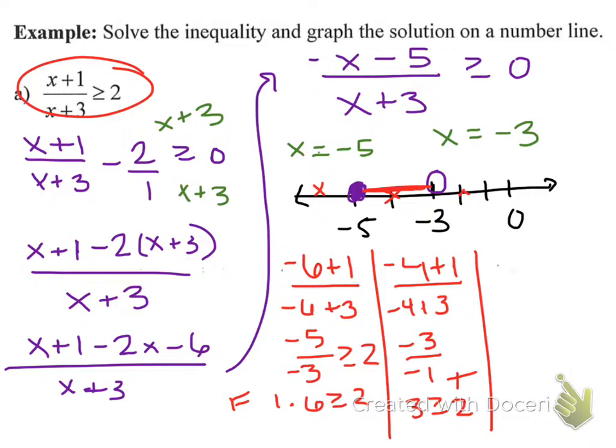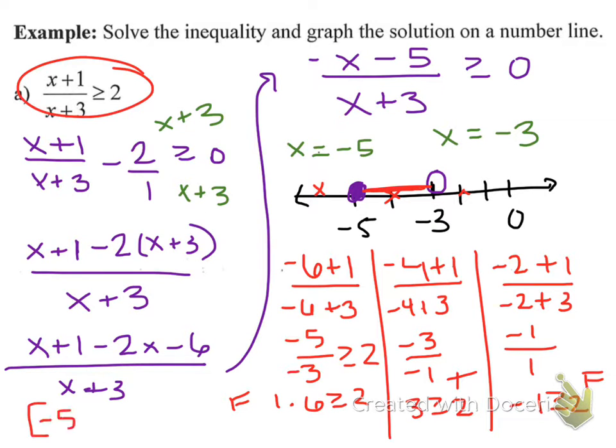And let's check a negative 2. So I have negative 2 plus 1 over negative 2 plus 3. In the numerator, I'll get negative 1 over a positive 1, which is negative 1. And this is not greater than or equal to 2. So my answer is only one region. If I write this in interval notation, it's from negative 5 to negative 3, parenthesis on the negative 3, because again, that cannot be included because I would get undefined.